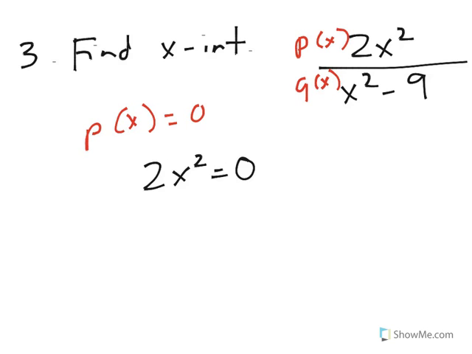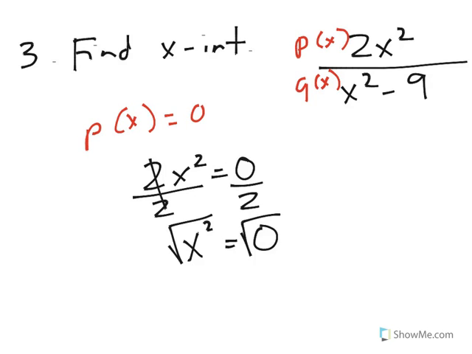If you still don't understand how I got that, let's do this. Divide by 2 on both sides. This cancels out. x squared equals 0. Square root of both sides. Square root of 0 is 0. So x is equal to 0. So we know it's passing through 0, 0 here as well. So let's move on to the fourth step.